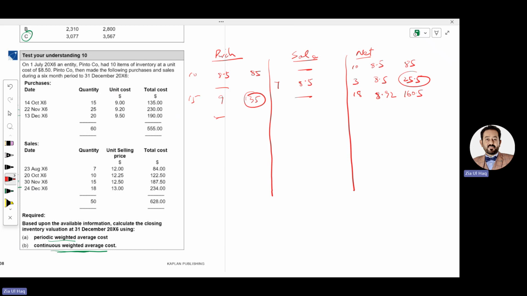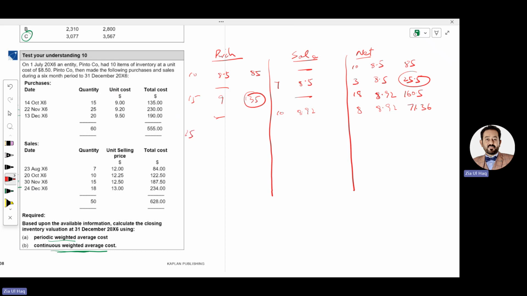Yeah. There is a sale of 10 units. At what price? 8.92. So out of 18, we are having 8 left. At 8.92, what is the net? 71.36. And then after 20th October, on 22nd November, we purchased 25 units.